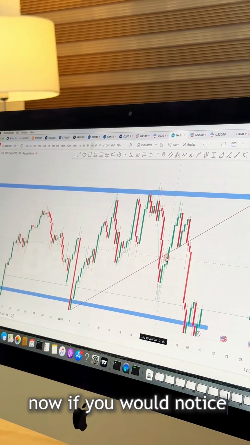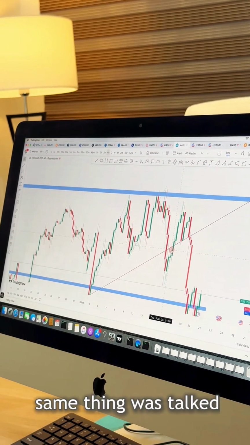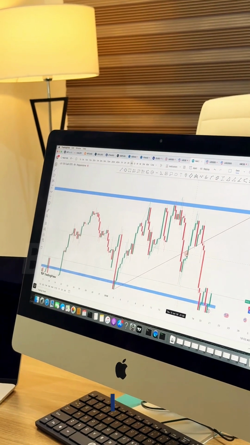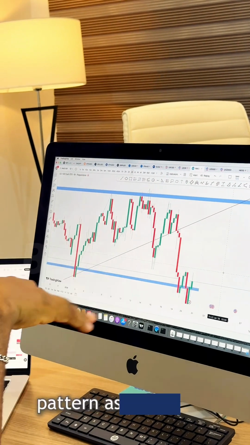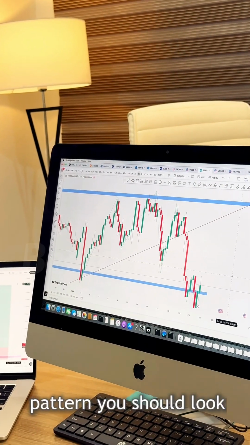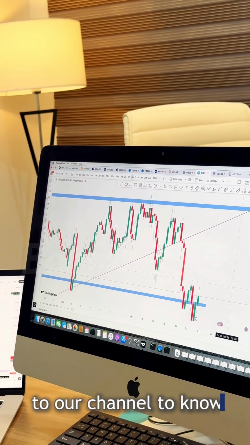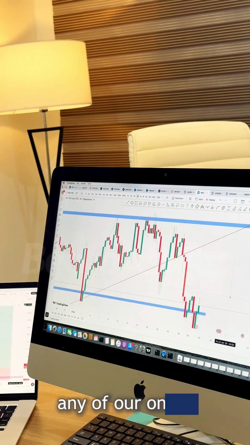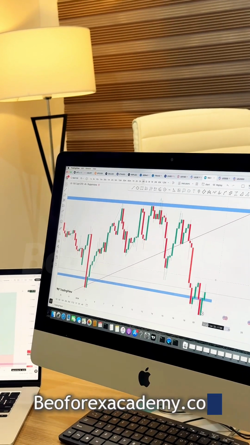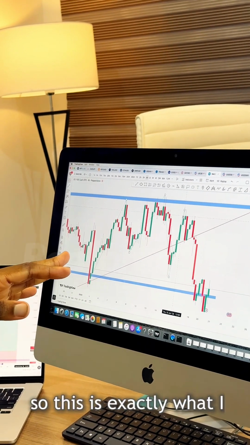Now, if you notice, this same thing was talked about in the previous video we did on GBP/USD, and I described this pattern as a head and shoulders pattern. You should look into that, and if you don't know what it is, you can do well to subscribe to our channel to know more, or you can register for any of our online programs at beoforexacademy.com. So this is exactly what I saw.